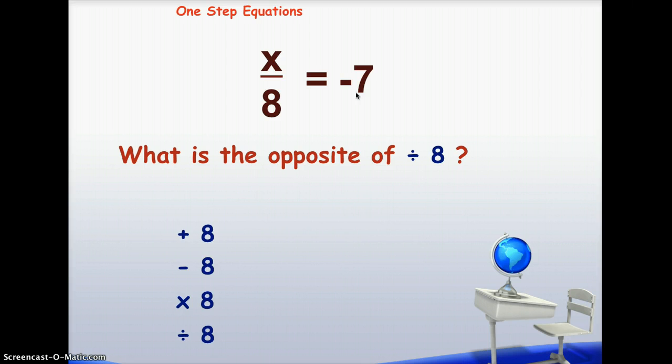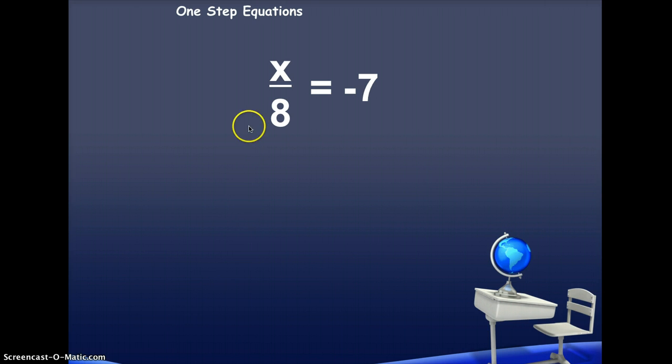x divided by 8 is equal to negative 7. Now I'm introducing an integer here. Okay, this is division. So what's the opposite of division? And the number beside or with the variable is 8. So divided by 8. So what's the opposite of divided by 8? Yes, it's times 8. So we're going to multiply this equation on both sides by 8.